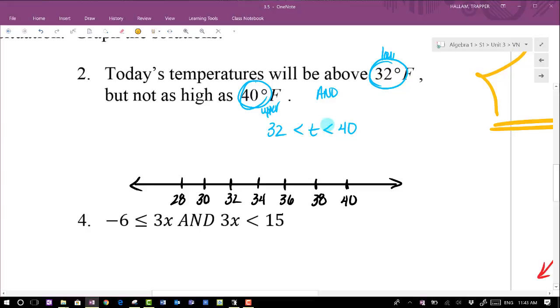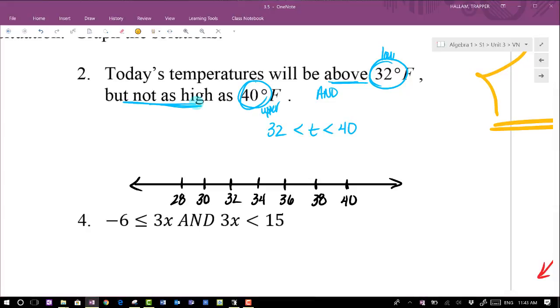And again, let's see if that works. It says that our solutions, our temperatures, will be less than 40 degrees, but not as high as 40 degrees. So we've matched what the writing is. We just need to take care of the inequality and make sure it's not a less than or equal to. It says above, not at least, which means that it's not 32 degrees, it's everything above 32, but not as high as 40 degrees, meaning that it doesn't get to 40. So that is a true compound inequality for the situation.